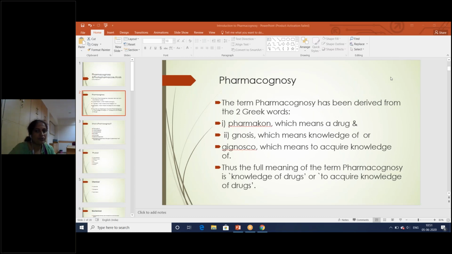So the term pharmacognosy means pharmacon and gnosis. The pharmacon means drug, gnosis means knowledge, or gignosco means to acquire the knowledge of. Thus, the full meaning of pharmacognosy is knowledge of drugs or to acquire the knowledge of drugs.